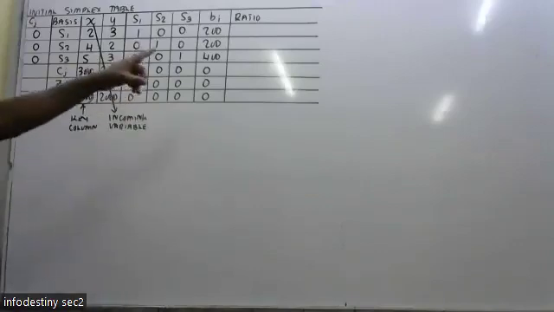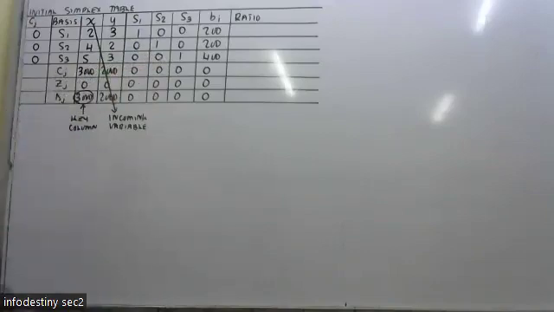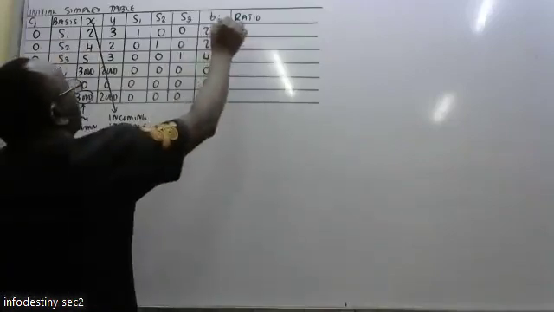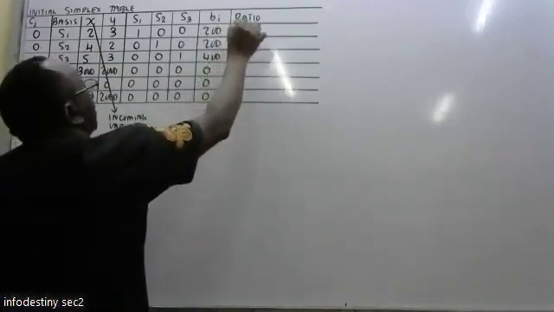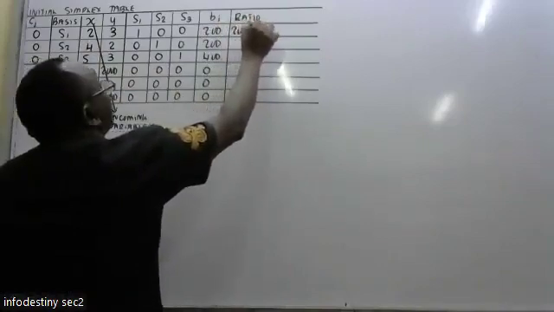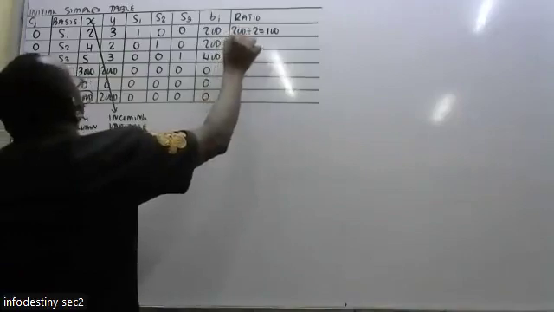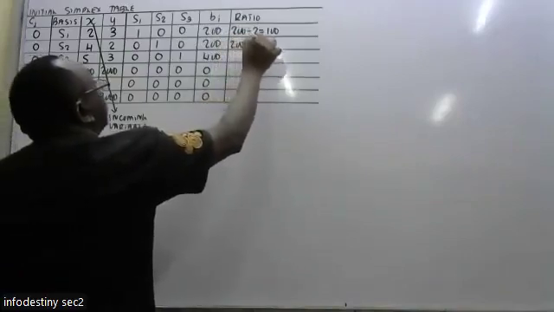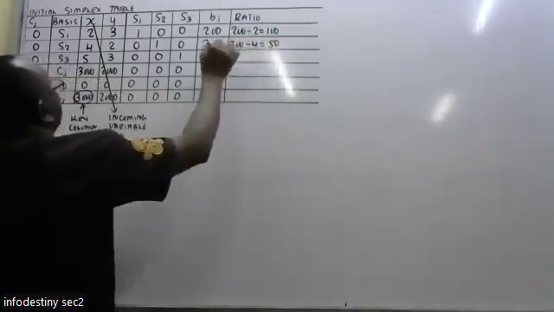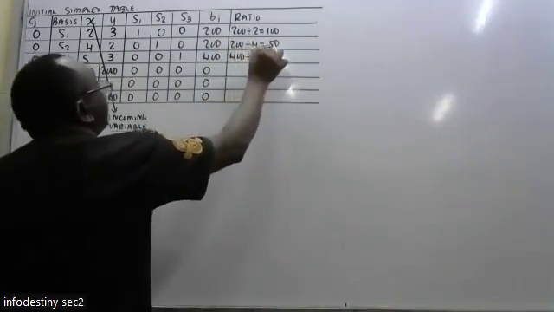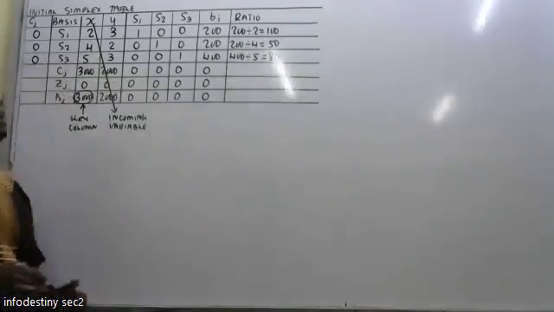Then you run the ratio, where you divide these PIs using the values in the key column. So for the first one, 200, you divide by 2, that gives us 100. This other one is 200, you divide by 4, that gives you 50. This other one is 400, you divide by 5, that gives us 80.